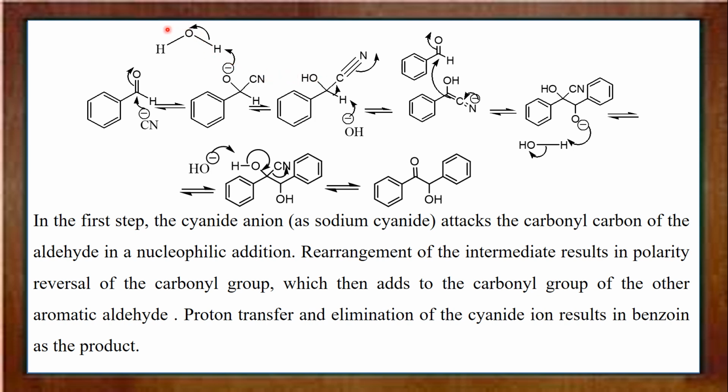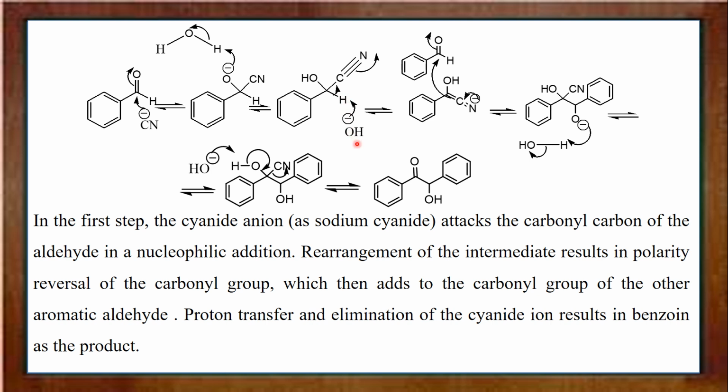The hydroxide generated here is removing the proton from here. So this proton is acidic because on one side it has an electron withdrawing oxygen, and on the other side an electron withdrawing cyano group. Therefore this hydrogen is acidic. So this acidic proton is removed by the hydroxide base.